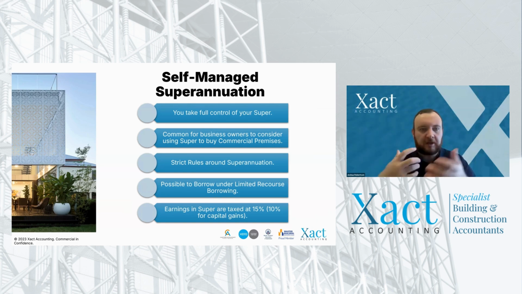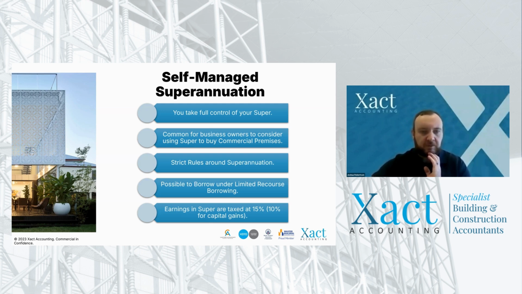A common use case for our client base is commercial premises. The building company might need a bit more storage space, particularly for materials and vehicles, so they use the super to buy commercial premises. The key thing is there are very strict rules around super. It is providing for your retirement, so it's very much locked down and needs to be dealt with very properly. You can borrow in super, in a very specific way, and it needs careful planning and structuring to get that right.